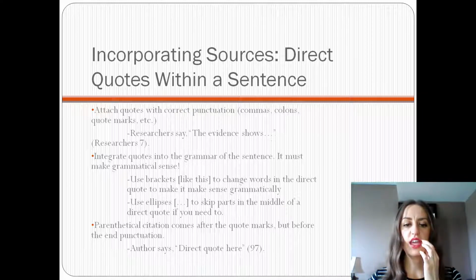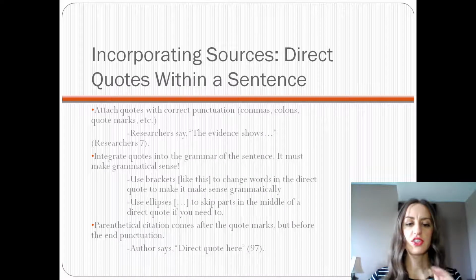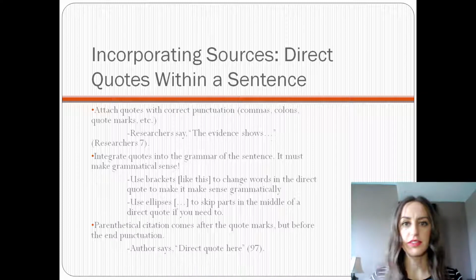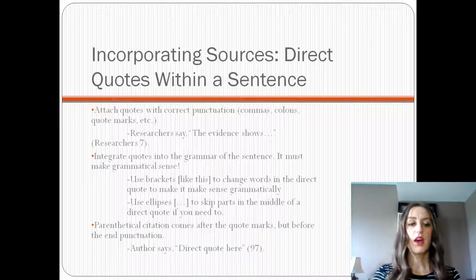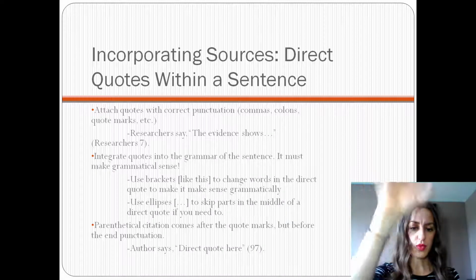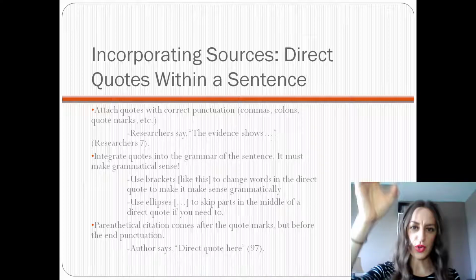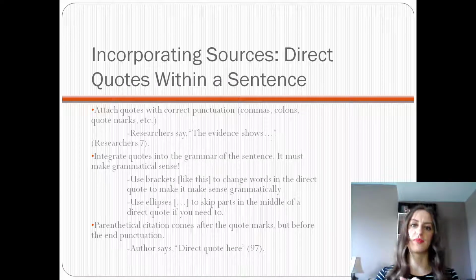And then what I talked about, that parenthetical citation above, parenthetical citations come after the quote marks, but before the end punctuation. This is a rule for MLA. It may work differently in other citation styles, but know this for MLA, which is what you're using, okay? Author says, comma, quote marks, direct quote here, no end punctuation, quote mark, parenthetical page number, then the period, okay? That's how punctuation works for direct quotes.